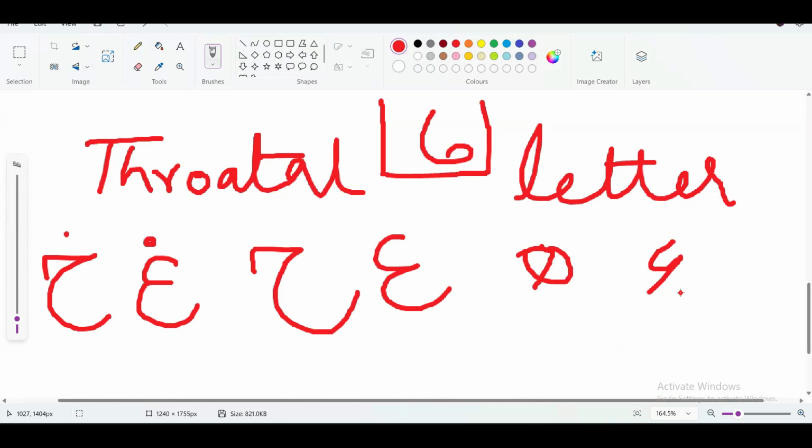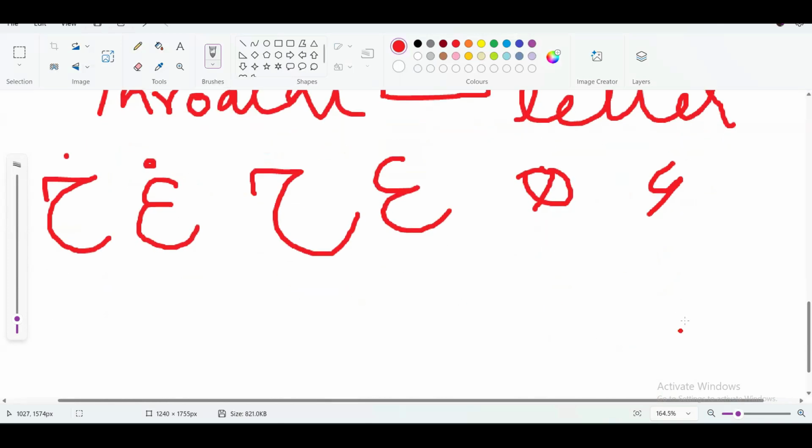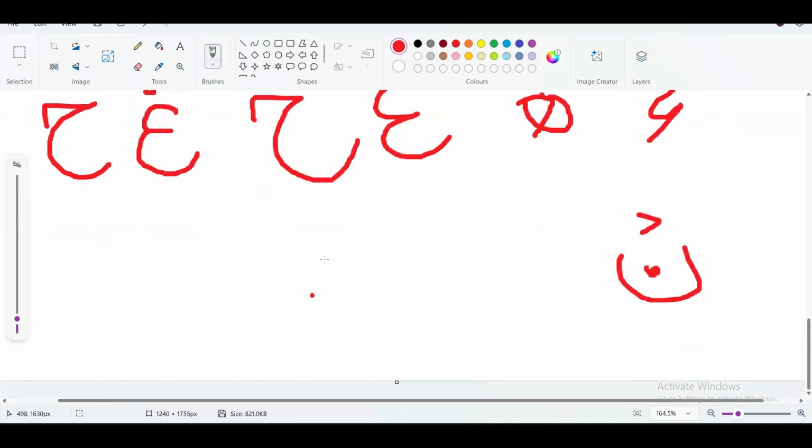Whenever any one of them comes after Noon Sakin, meaning Noon with sukun, or any Tanween sign, then what do we do? We do Izhar, meaning we read without Gunna. Do you understand?